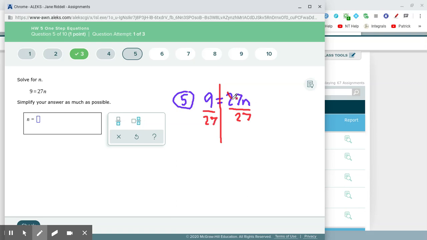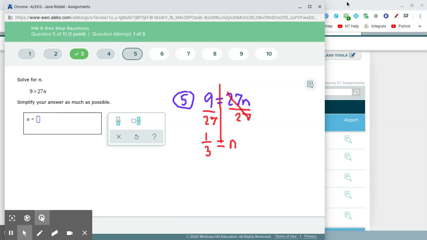Going back over here, 27 divided by 27 is just 1. It cancels it out, which just leaves me with n. Equals, don't lose your equal sign, and then 9 divided by 27. So 9 over 27, the smaller number's on top, which means this is going to stay a fraction. However, I always look to simplify my fraction. So 9 and 27, what are they both divisible by? They are both divisible by 9. So that's going to give me 9 divided by 9 is 1. 27 divided by 9 is 3. So my final answer, simplified form, is 1/3 equals n, or n equals 1/3.